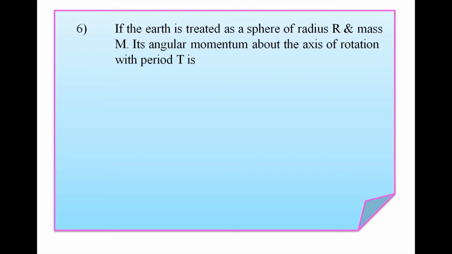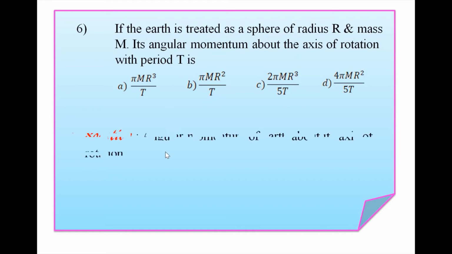If the earth is treated as a sphere of radius capital R and mass capital M, its angular momentum about the axis of rotation with period capital T is. Let's see the options. Option A is pi M R cube divided by capital T. Option B is pi M R square divided by capital T. Option C is 2 pi M R cube divided by 5 into the capital T, and option D is 4 pi M R square divided by 5 into the capital T. So let's see the solution of this objective.